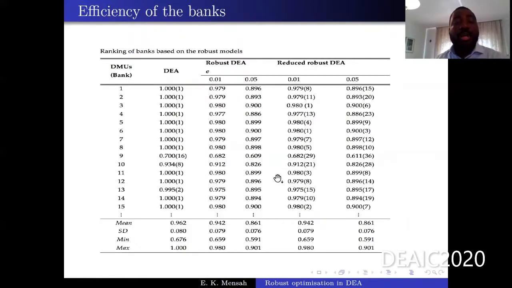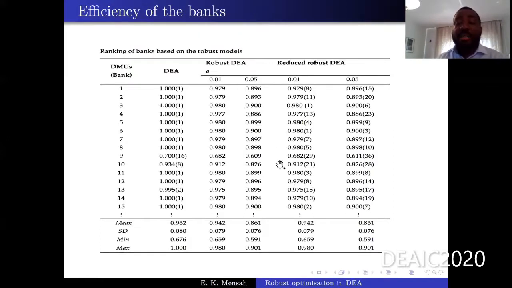Now we also rank the efficiency of these robust DEA models and compare the result of the efficiencies. So we consider efficiency perturbation level of 1% and 5% for each of them. And under the robust DEA, we have these efficiency values. And for the reduced robust DEA, we have these efficiency values. And as you can see, the ranking under the robust DEA and the reduced robust DEA are the same.